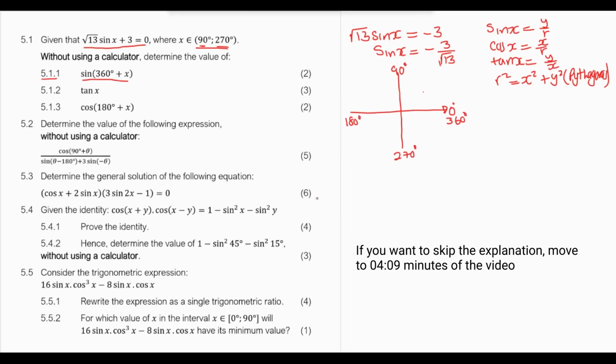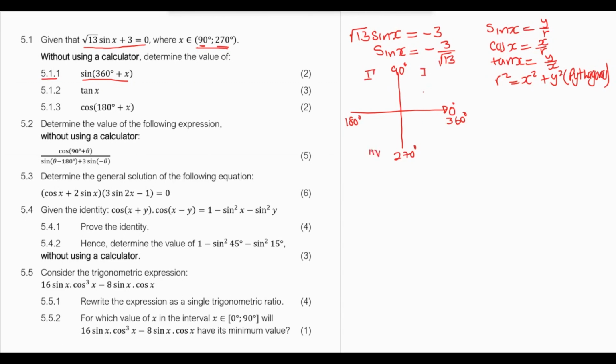Now we're saying the angle should be between 90 degrees and 270 degrees. So it can be quadrant 2 or quadrant 3. But since it is negative, it has to be quadrant 3. So it means our ray is here in quadrant 3. -3 is y, and then square root of 13 is r. The ray is always positive, so square root of 13 here.